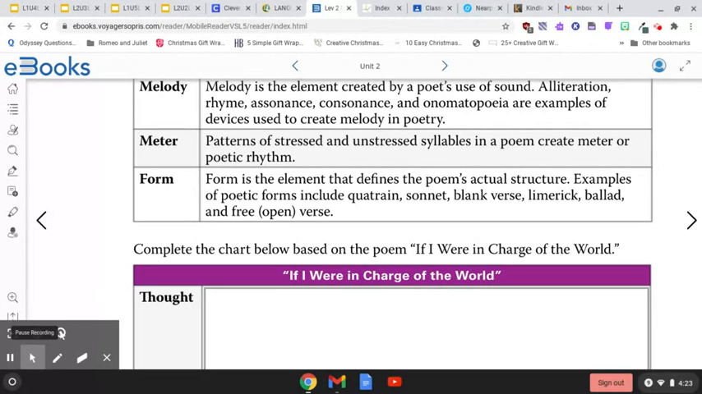Form refers to the physical structure of the poem. Some poems have set forms while others do not. A poem with a set form would have a certain number of lines, a certain meter, and a certain rhyme scheme that contributes to its meaning. A poem without a set form might have varying line lengths and no rhythm at all, no rhyme at all. Compare the physical structure of both poems. Discuss observations with your partner.